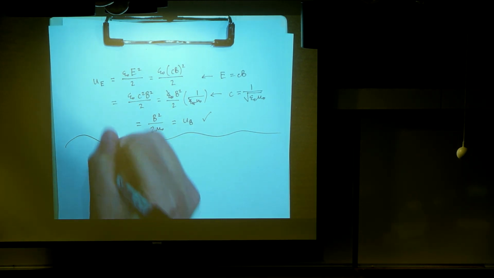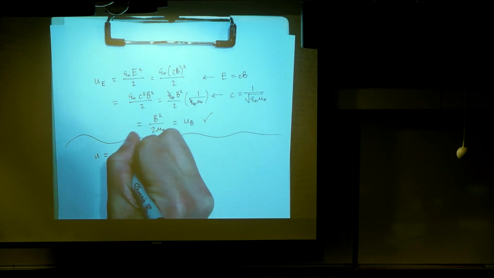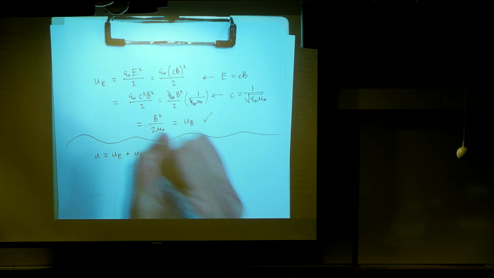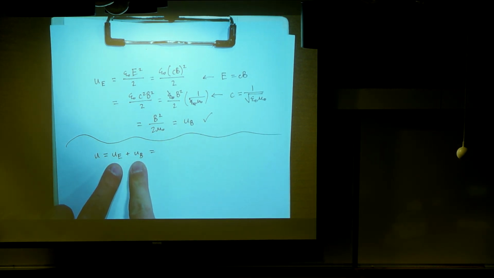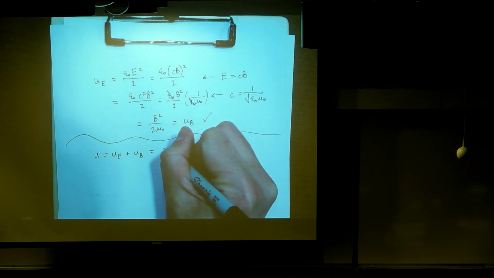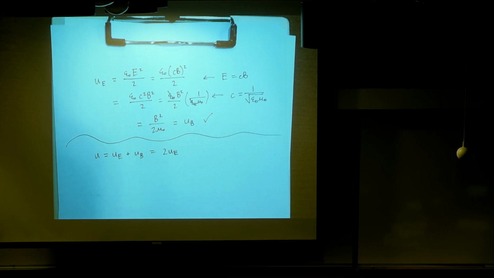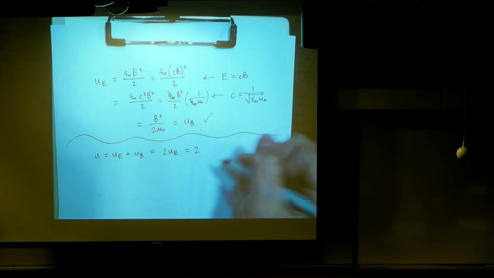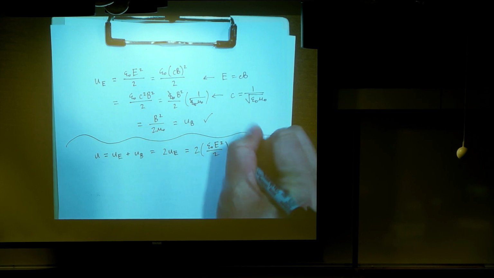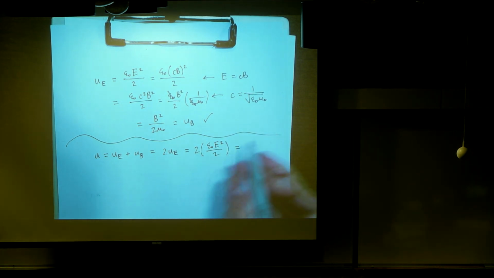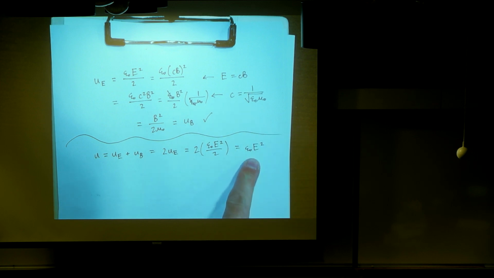So the total energy density, which I'm just going to call U, is equal to U_E plus U_B. But since these are the same thing, I can write it as 2 times U_E if I wanted to. So in other words, I can write it as 2 times epsilon naught E squared divided by 2, which, getting rid of the 2, is just epsilon naught E squared.